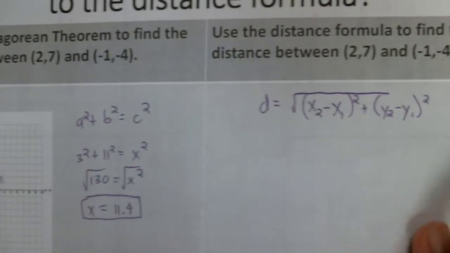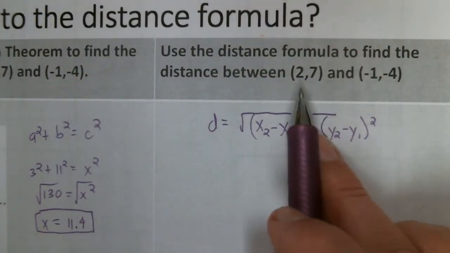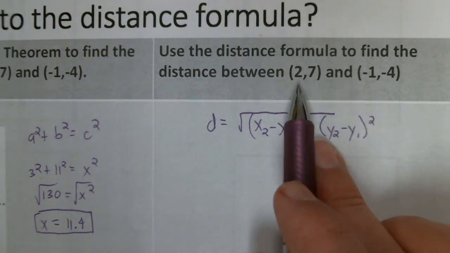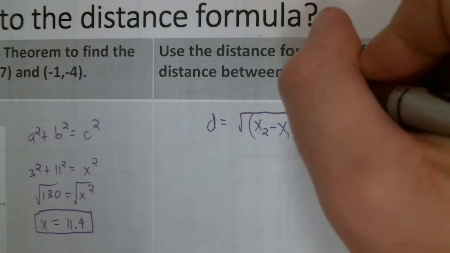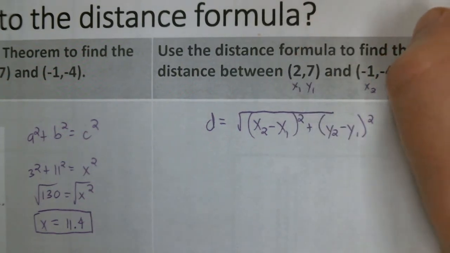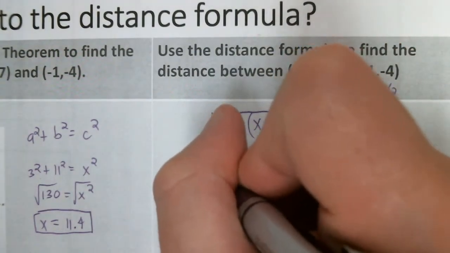Over here, let's do the exact same thing with the distance formula. And it doesn't matter, guys, which ones you let be the x1s or the x2s. I'll let these be the 1s. So the 2 will be my x1, the 7 will be my y1, and these will be my 2s, x2 and y2. And now I'm simply going to plug these numbers into the distance formula.